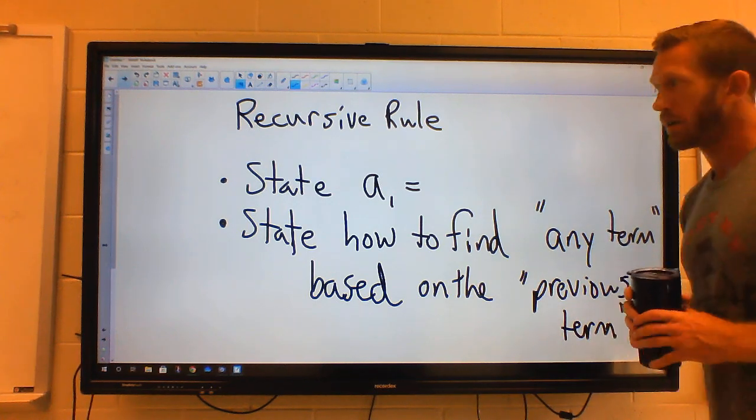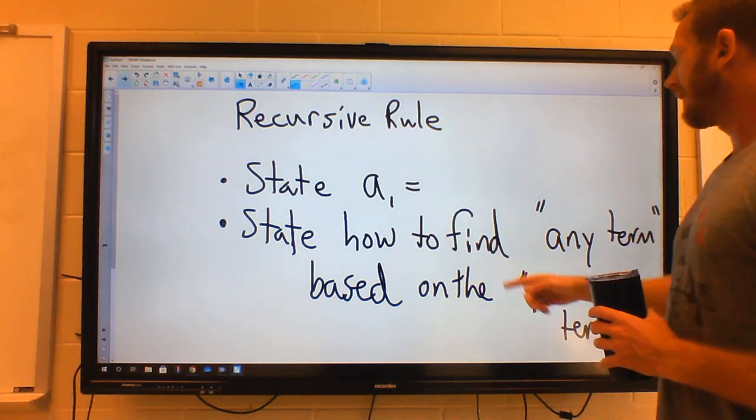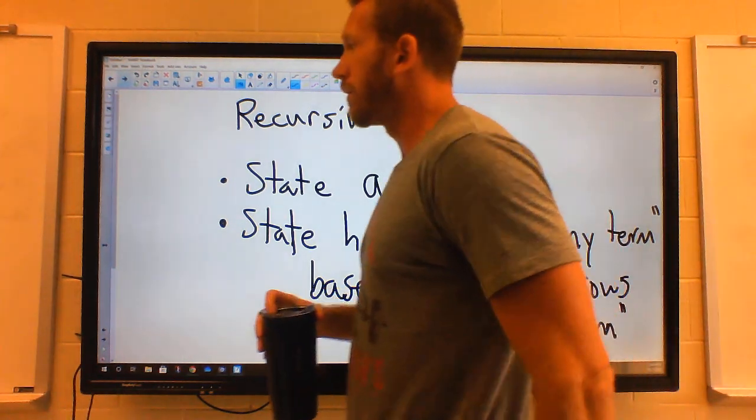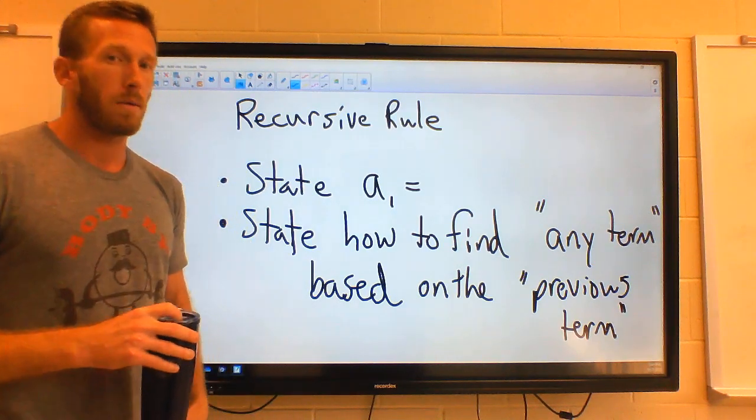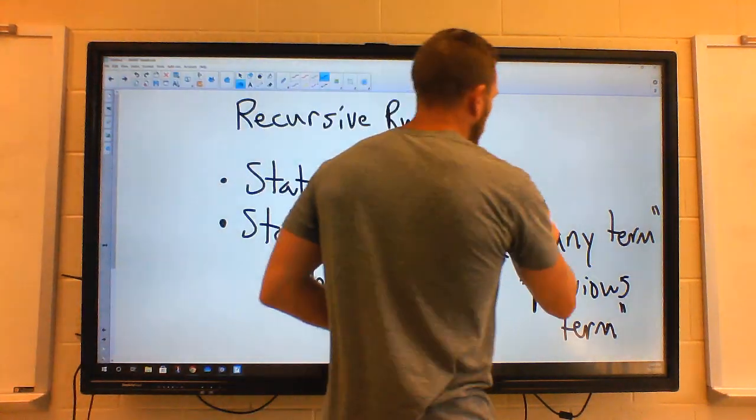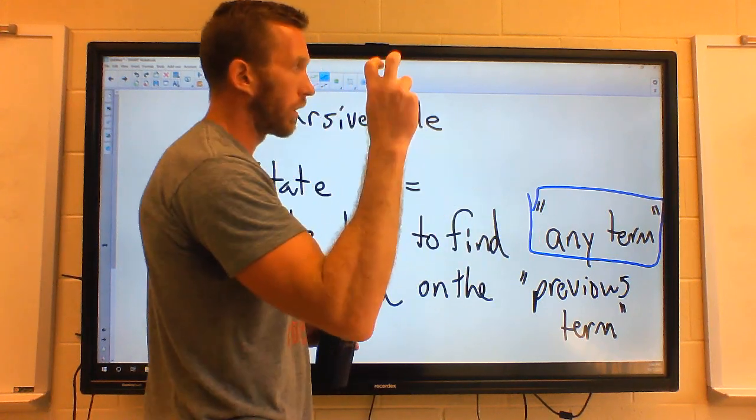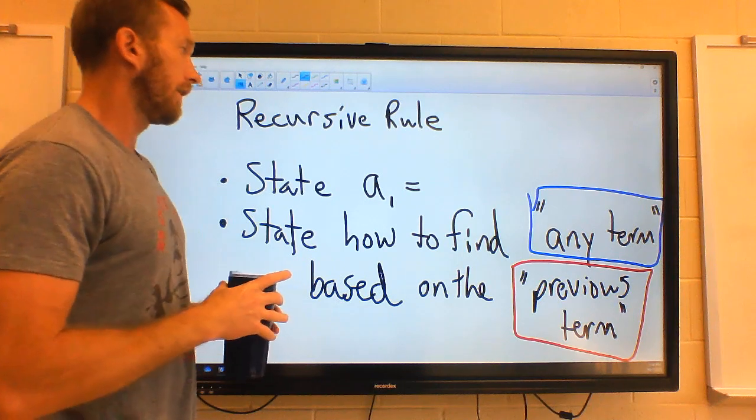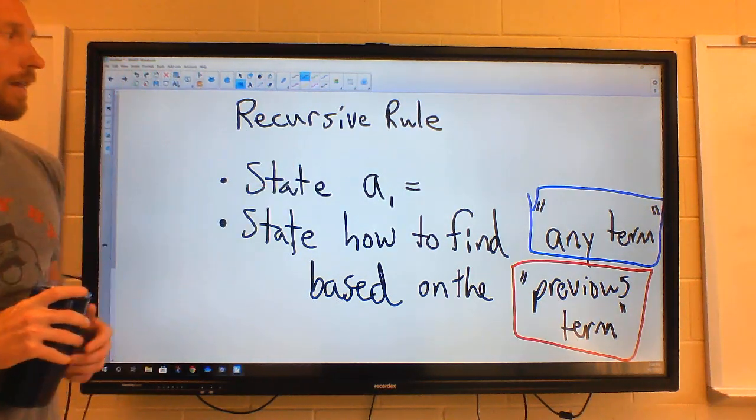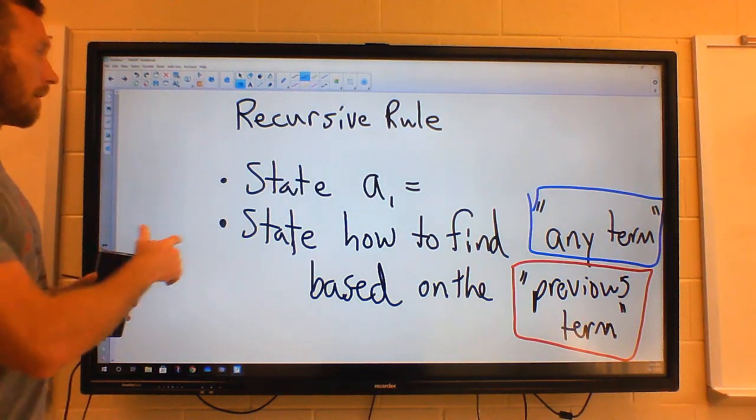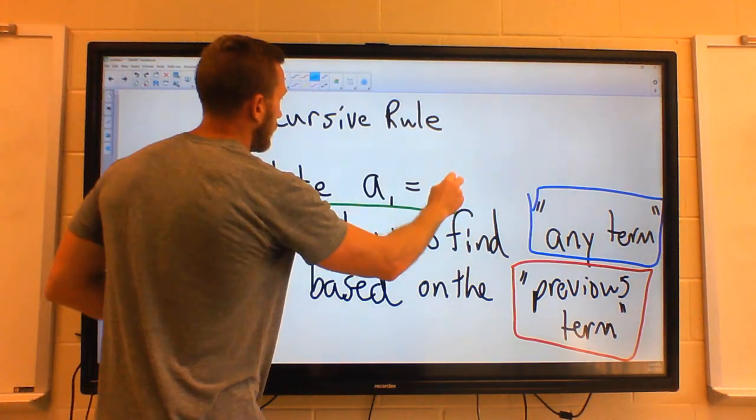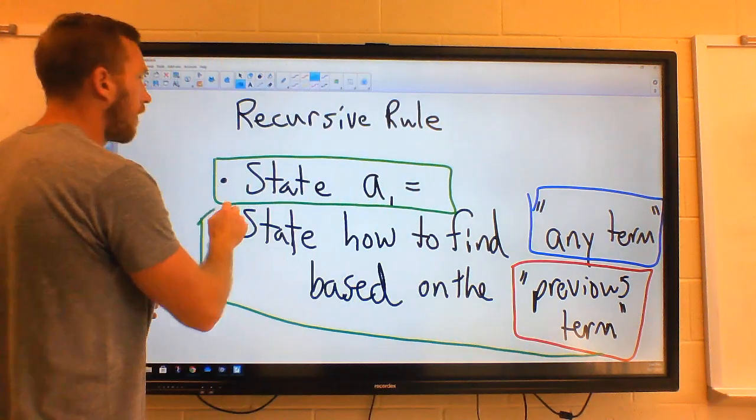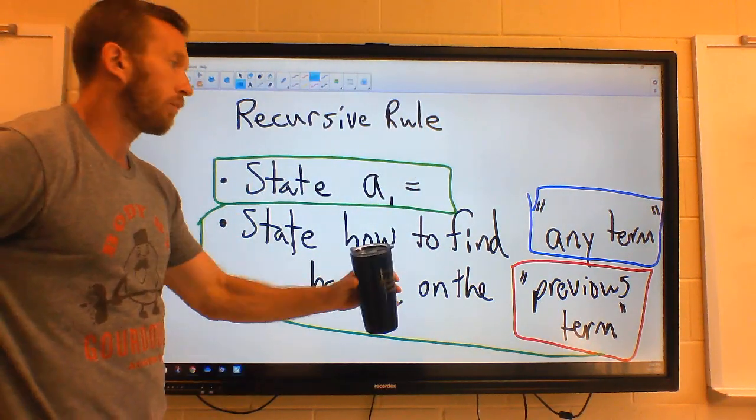Okay, the second thing that you must do is state how to find "any term based on the previous term." I put that in quotations for a specific reason, okay? Because we're actually going to have a concept replace the words any term, just like we're going to have a different concept replace the words previous term. Highlight those as you put this in your notes. So step number 1, we are going to state what A1 equals. Step number 2, we are stating how to find any term based on the previous term.